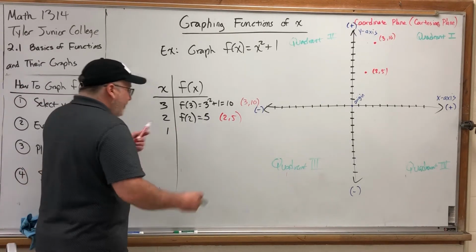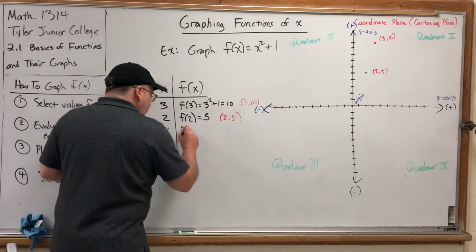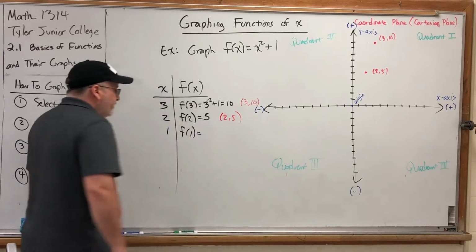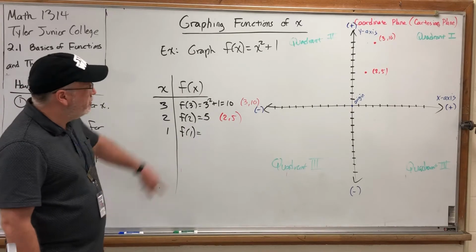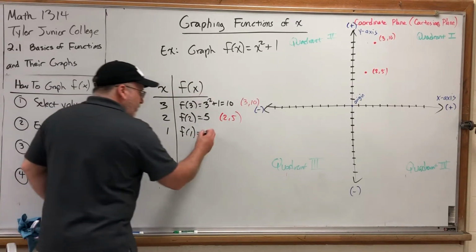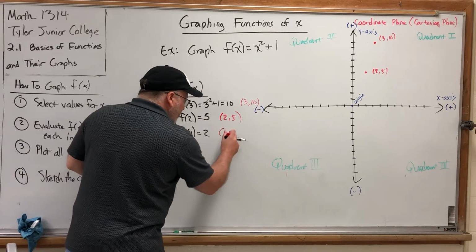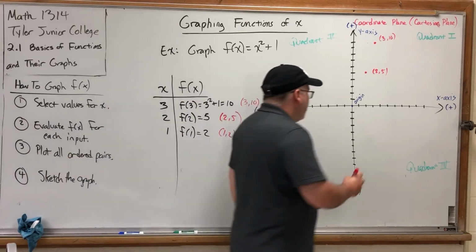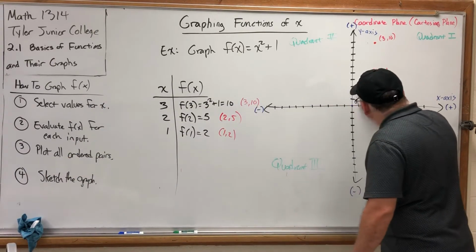You know what? Never mind. Let's go ahead and put in 1. Substitute the 1 for the x in the function. 1 squared is 1, plus another 1 is 2. My next ordered pair is 1, 2. So over 1 and up 2 puts us here.